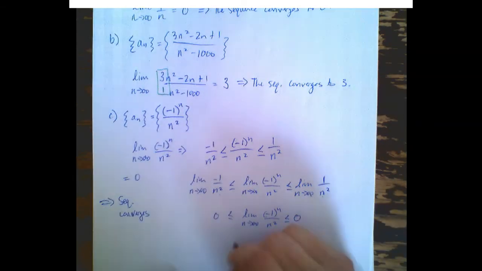And what about here? If we throw in infinity here, what's negative 1 divided by a gigantic number? Well, that's a number that's really close to 0, so this also goes to 0. So our limit is in between 0 and 0, which means it forces it to be 0. Therefore, this limit is 0, and the sequence converges. This is called the squeeze theorem.